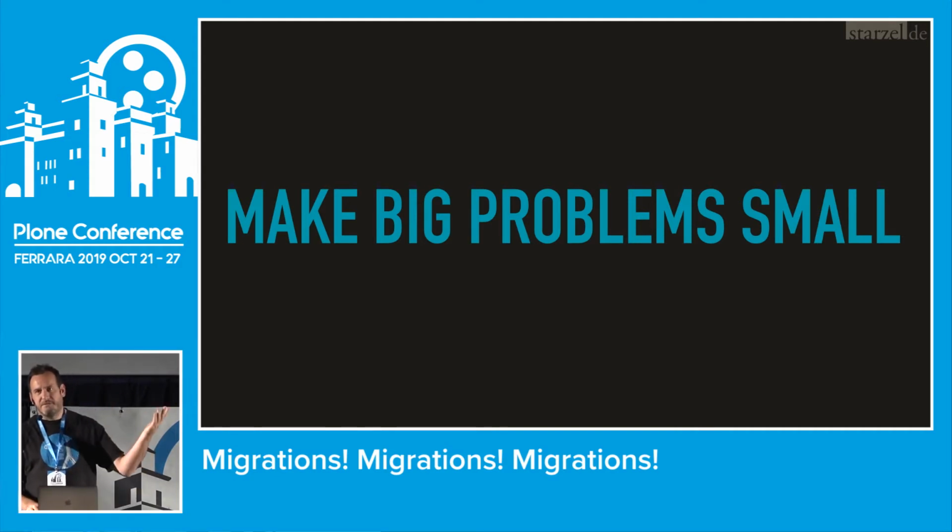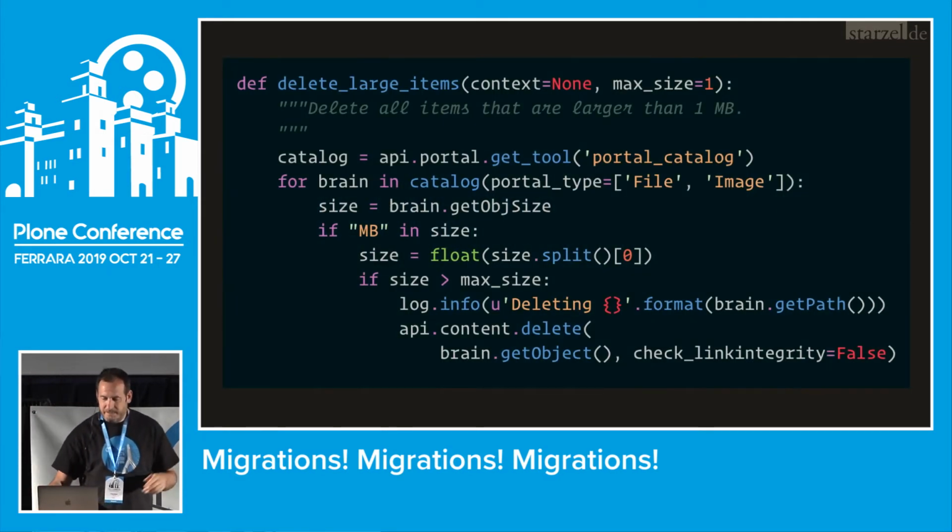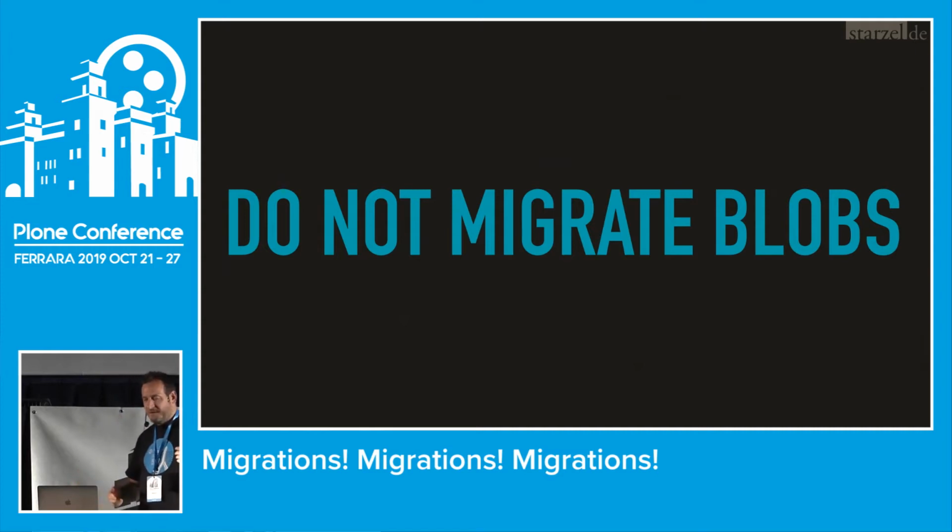And you can still fix any corner cases after your migration runs through. So I showed that already. Another tip I got from Alessandro is do not migrate blobs. Because the blob itself will not change. Neither from Archetypes to Dexterity, nor from Python 2 to Python 3, the PDF that lives on the file system is always going to be the same.